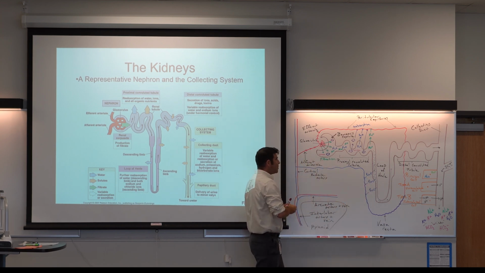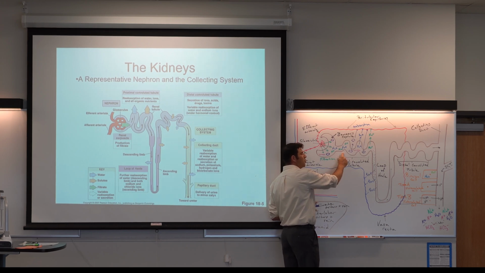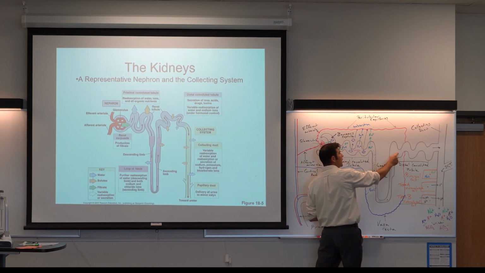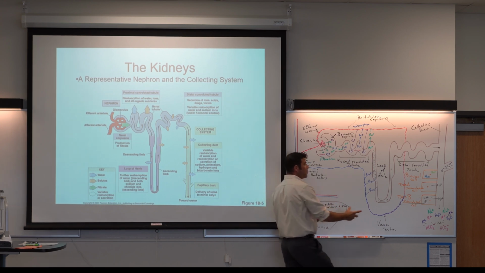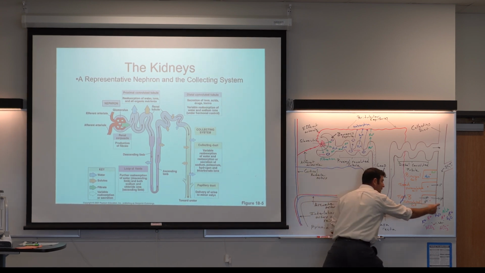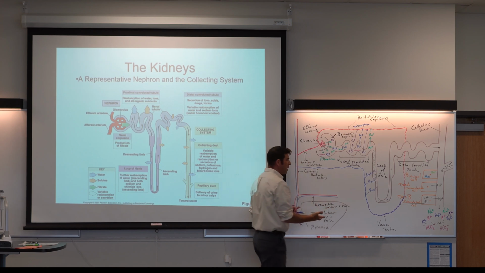We said anything that comes out of the proximal convoluted tubule or distal convoluted tubule is going to get reclaimed by these peritubular capillaries, but we'll see anything that comes out of the loop of Henle or these collecting ducts is going to get picked up by the vasa recta.